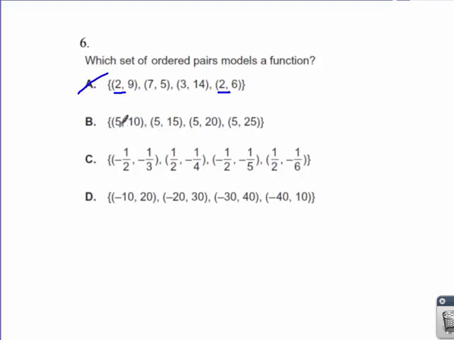Well, automatically, those 2's rule it out, but we've got 5's all the way across, so that one's out as well. Negative 1/2, positive 1/2, negative 1/2. Okay, so here is a duplicate, and then another duplicate. So that one's out. So negative 10, negative 20, negative 30, negative 40. This one is the correct one because your X value must be unique in order for it to be a function.